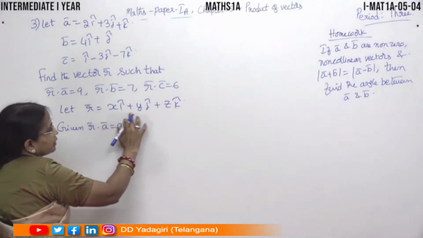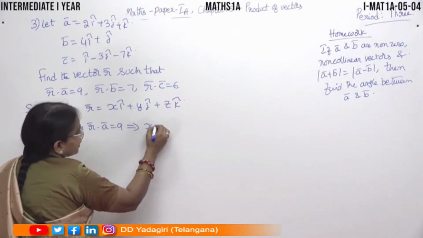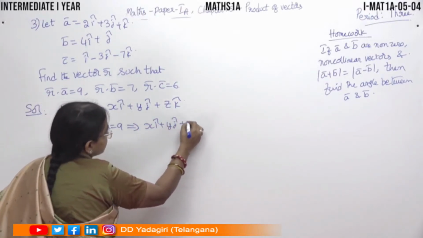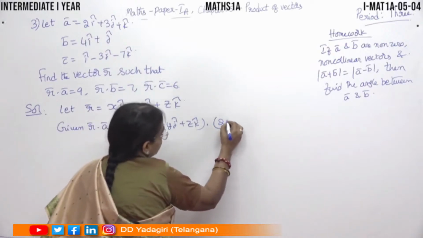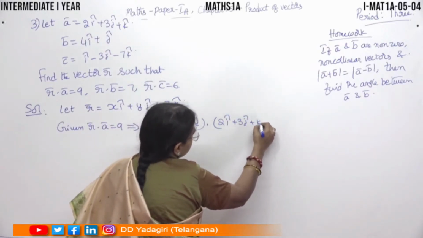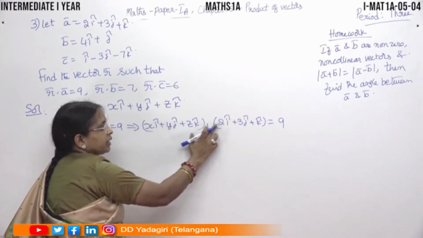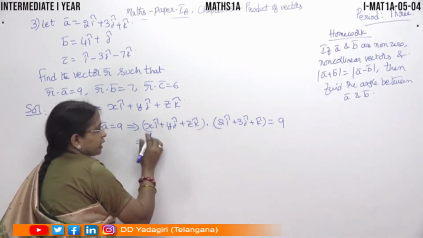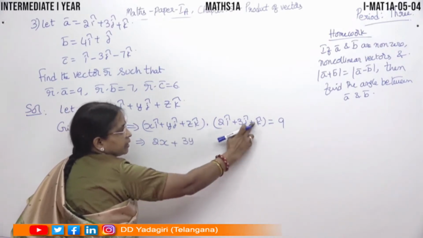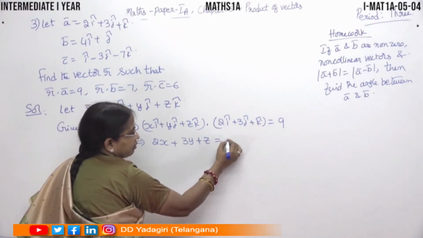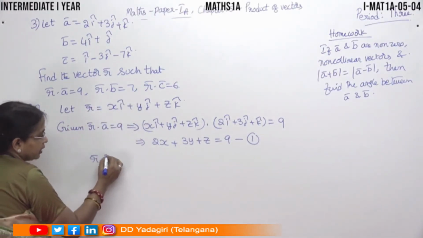So that means this vector dot this vector is 9. That means xi plus yj plus zk dot of 2i plus 3j plus k is equal to 9. So what is the dot product? Multiply the i coefficients. So that means 2x plus 3y plus 1 into z. Here it is 1, so 1 into z. So that is 2x plus 3y plus z is equal to 9. This is one equation.